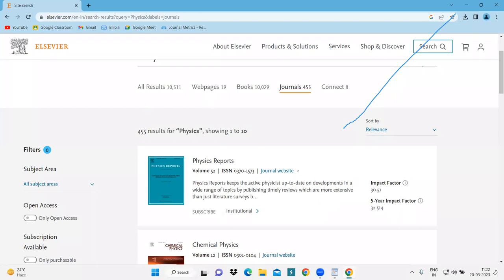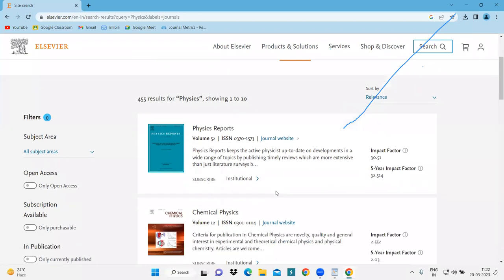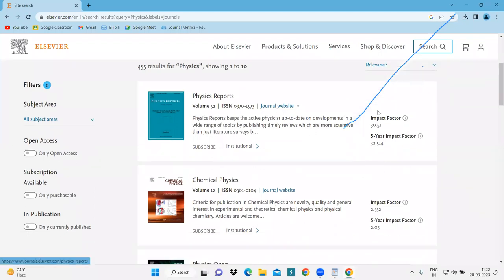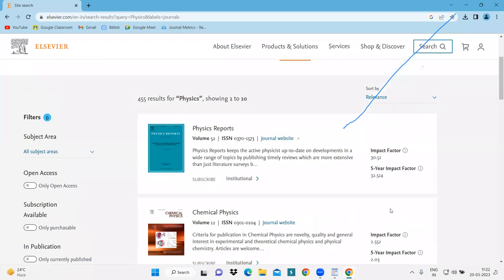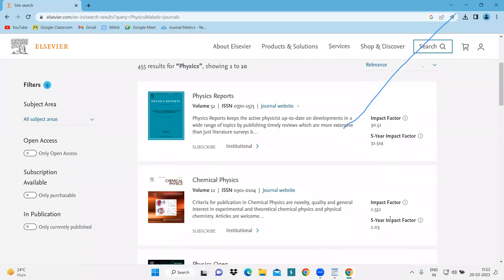If I'm a student of physics, I will choose Physics Reports, obviously. Can you see the Chemical Physics impact factor? 2.552. So how far apart they are? The impact factor of a journal tells how much citation they are receiving, how popular it is, and what kind of nascent, authentic information they will provide. So obviously I go for Physics Reports.